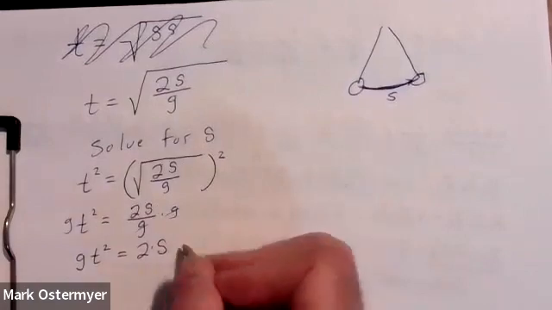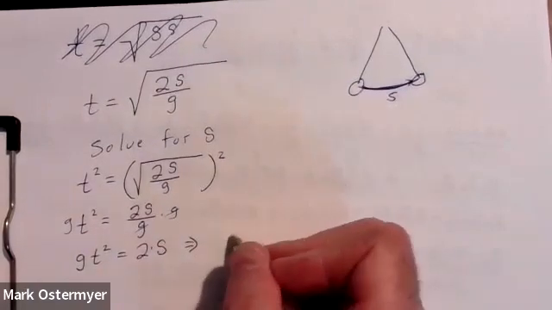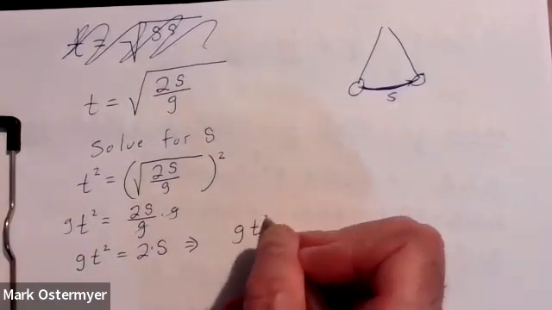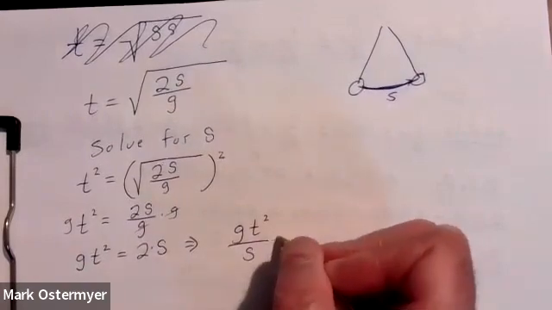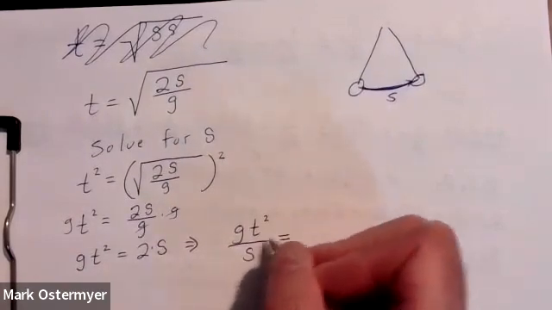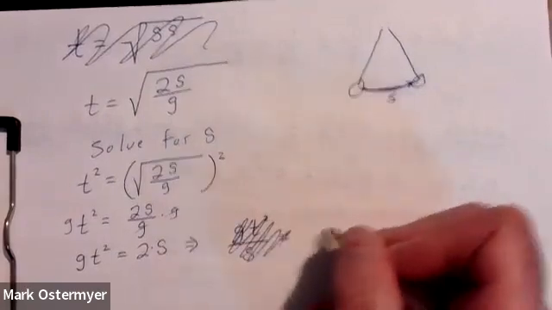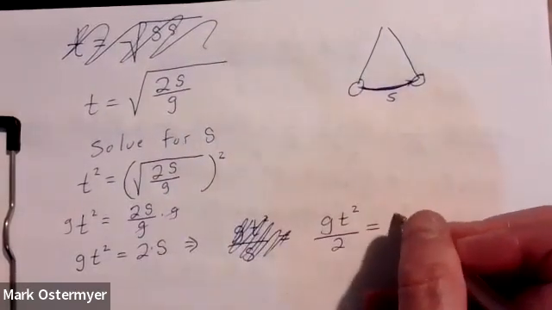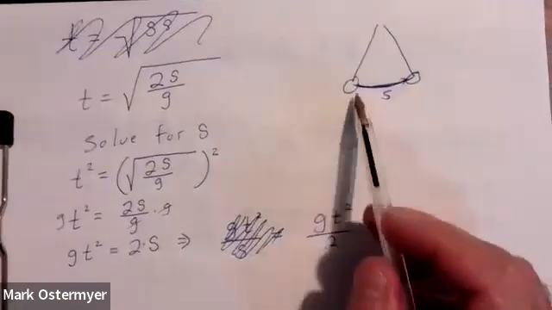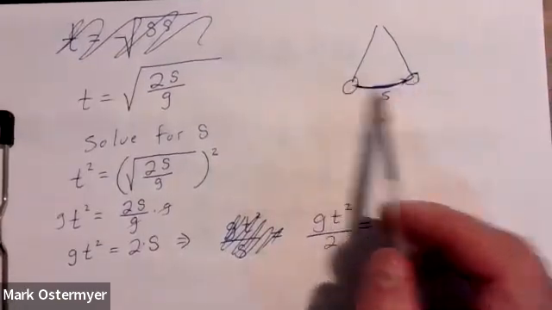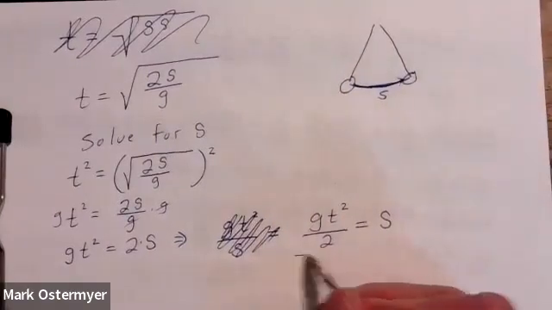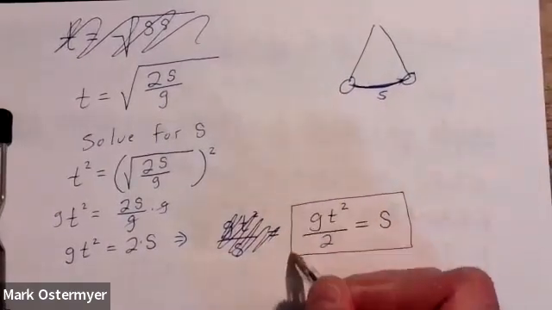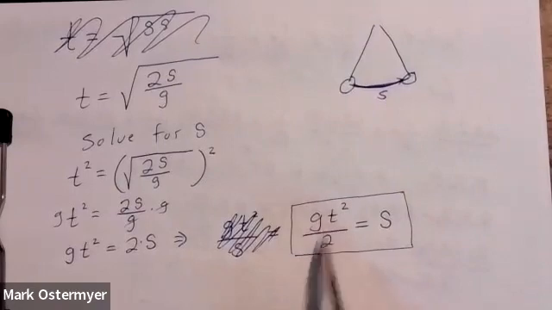And then finally, we do what? Divide both sides by 2. And therefore, we have solved for the length of the arc that the pendulum bob carves out as it oscillates back and forth, keeping time. And there you go. We solve for the arc length in terms of time.